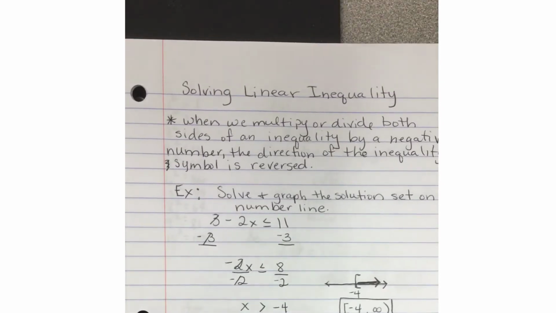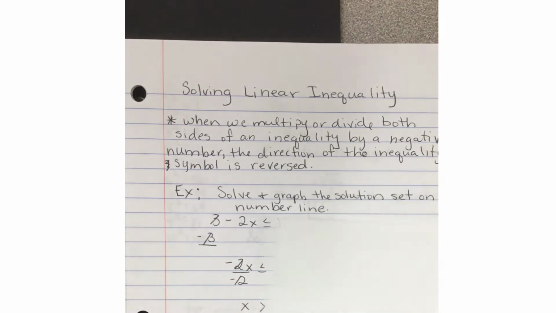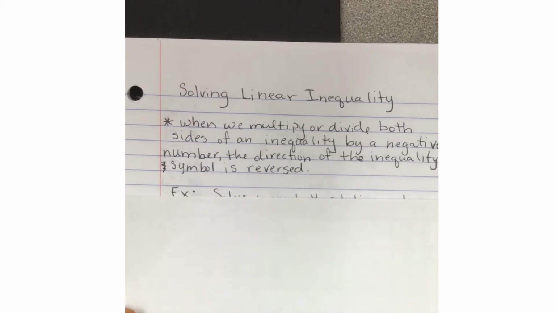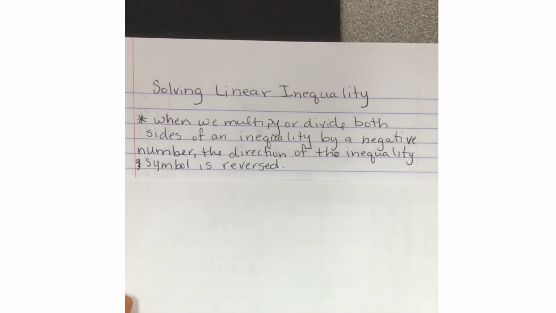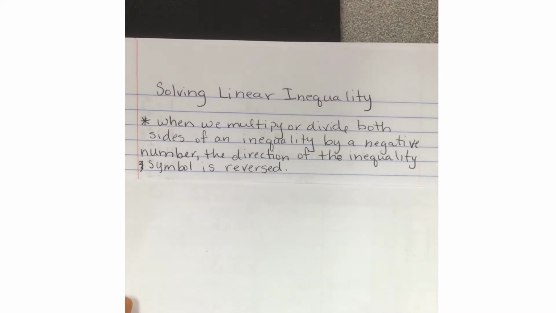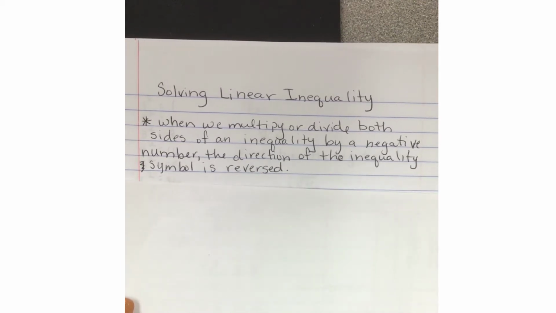Now let's take a look at solving a linear inequality. When we multiply or divide both sides of an inequality by a negative number, the direction of the inequality symbol is reversed. So let's make sure that we keep that in mind when we are solving inequalities.